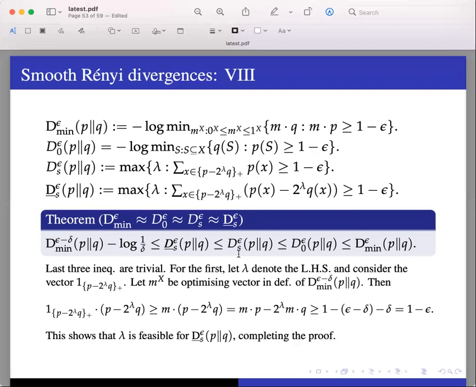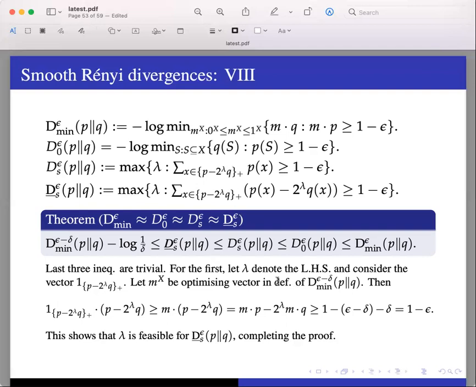Now that should be clear from the objective function. If I take the lambda which optimizes D lower bar epsilon s, fix that threshold lambda, that threshold lambda will be feasible for D epsilon s, right? Because of the nature of the objective function. Maybe the optimizer for D epsilon s was some lambda prime strictly larger than lambda. We don't know. That's why we have this inequality.